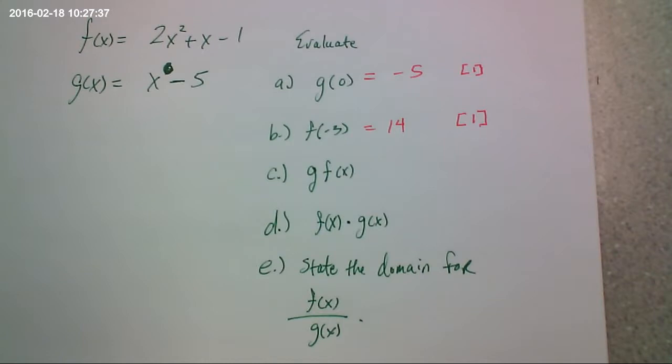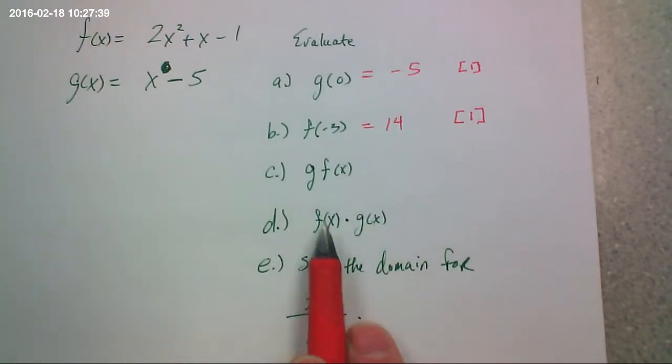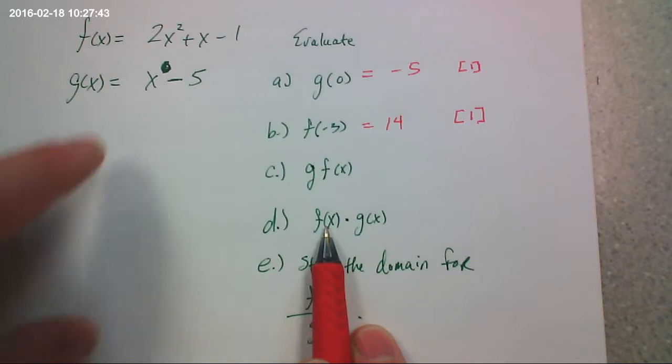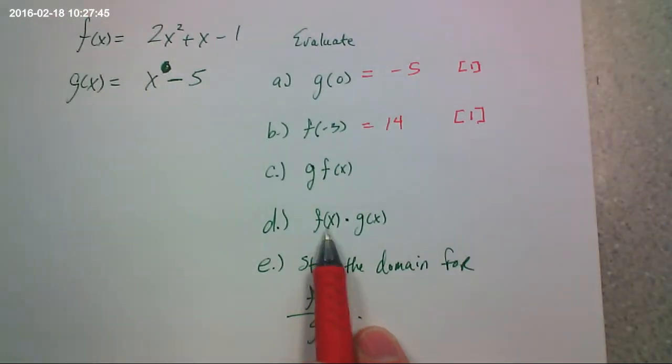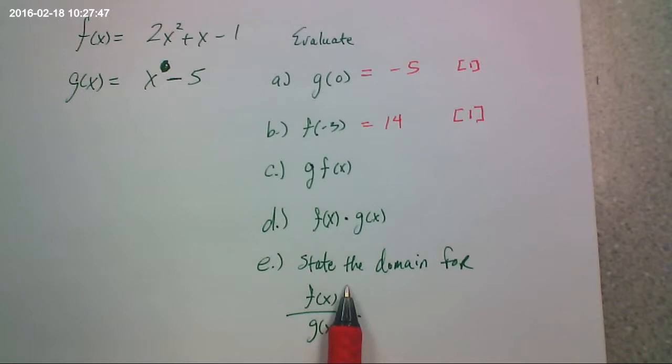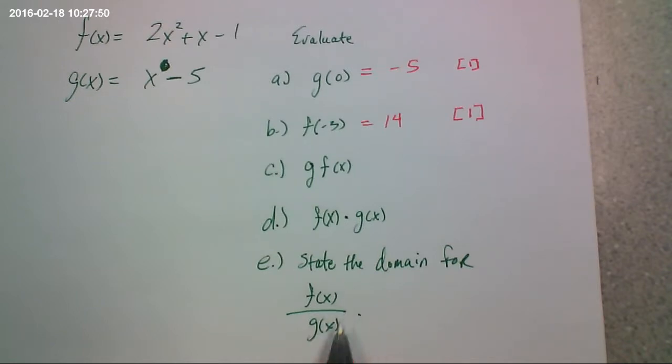All right, this one's the new one. We're going to do that one. What would you do here? Multiply the 2, right? That's it. And what about this, though? State the domain for f divided by g. State the domain for f of x divided by g of x. Well, whatever will make the denominator 0, that's the only number.